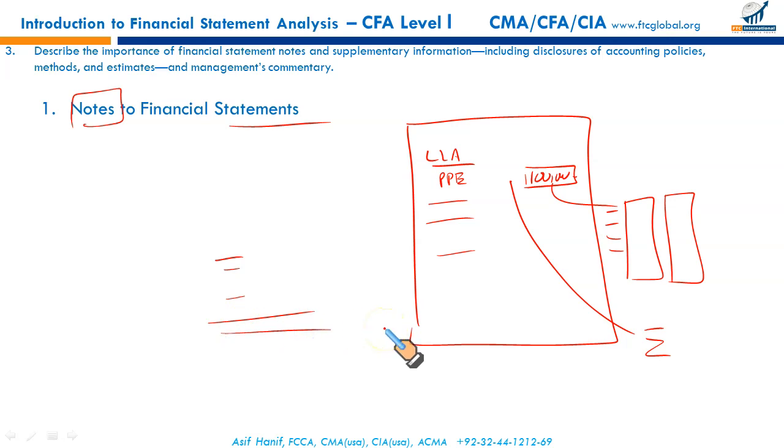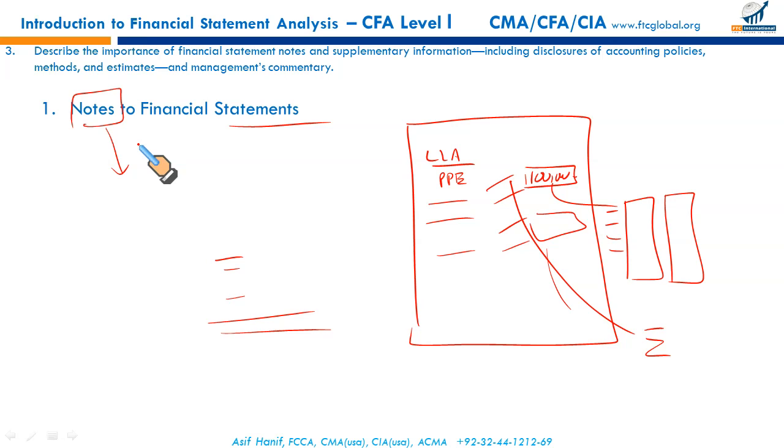Contingencies, any legal action, its ramifications, any prospective business acquisition, the breakup of your individual amounts given in the notes. So all the details relating to the amounts shown on the balance sheet, income statement, cash flow statement, statement of change in equity, they are given in the notes to accounts. Notes to accounts, notes to financial statement are an integral part of your financial statement. Without them, your financial statements are incomplete.